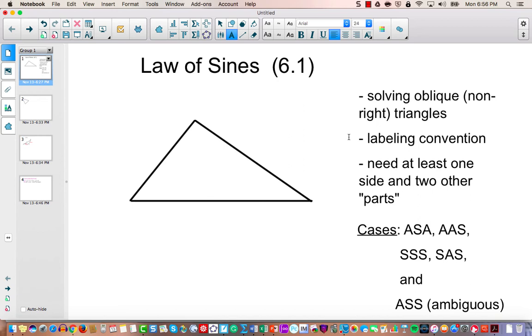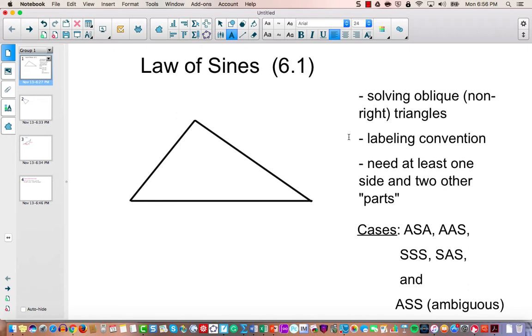Well, hello. The next video in our series goes into Chapter 6, the Law of Sines. In the Law of Sines, we're concentrating now on being able to solve oblique, that is to say, non-right triangles. We already know all about how to solve right triangles with sine, cosine, tangent, etc. So here's a picture of an oblique triangle.